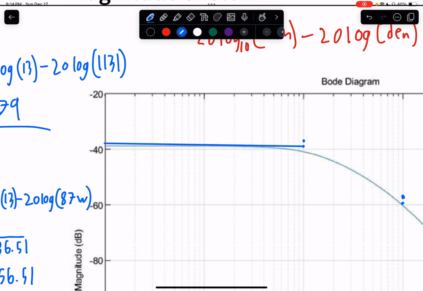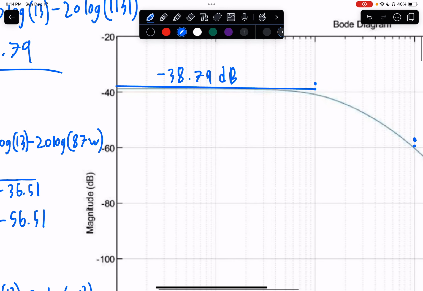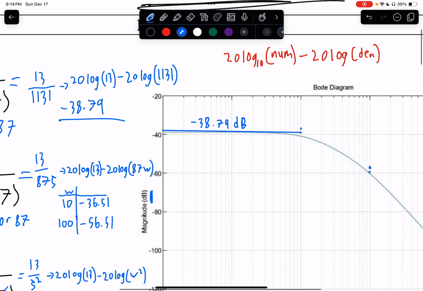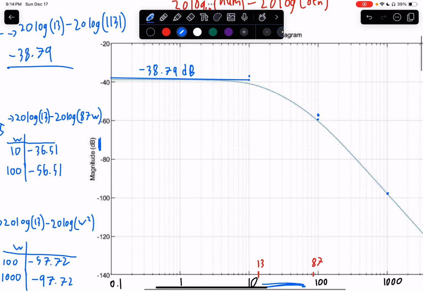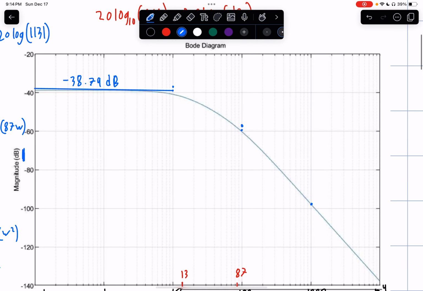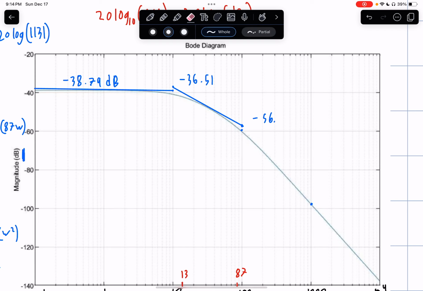And then I'm going to label this as well, negative 38.79. It's important to note that this graph is in dB. So any of your magnitude graphs will be in decibels. And then negative 36 to 56. So that's going to be from this point to here. Negative 36.51, negative 56.51.